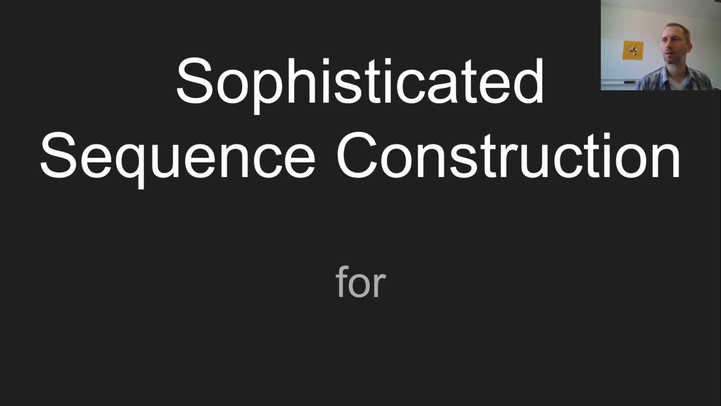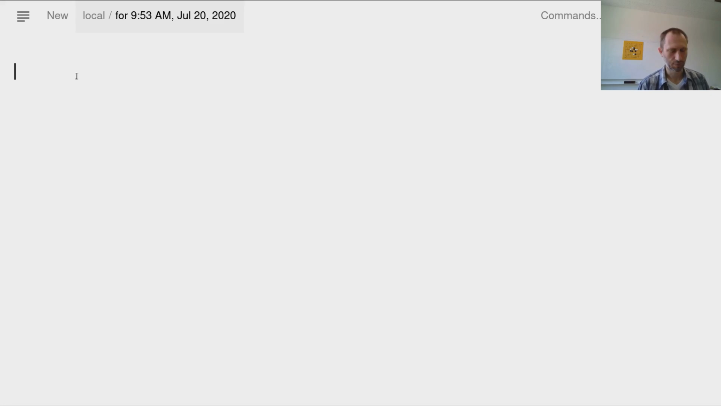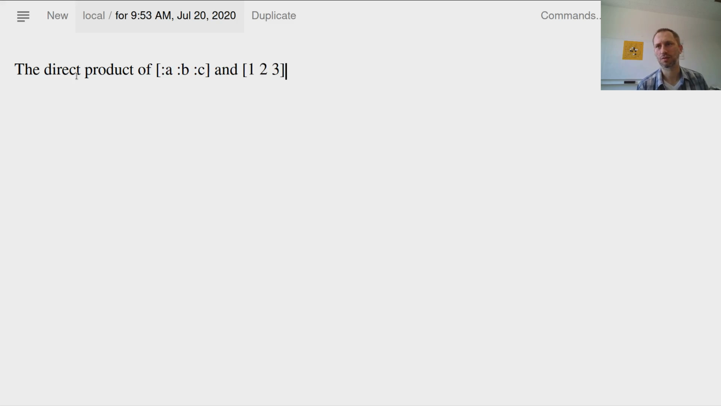Okay, for. It's sophisticated sequence construction. It sounds like your for loop finally, if you are coming from another programming language, but not exactly. So let's say we want to have the direct product of two sets, well, represented in vectors. Okay, well, the direct product is just all pairs, all ordered pairs.